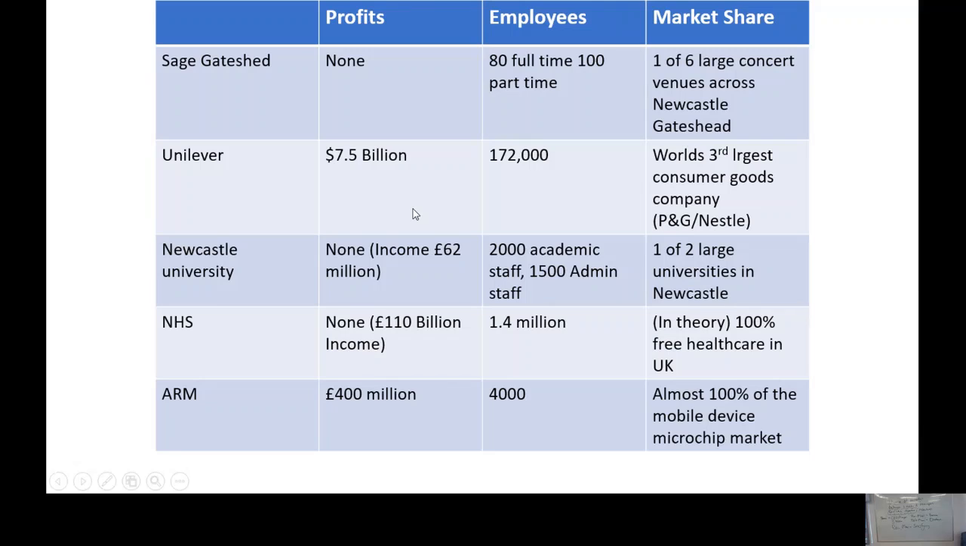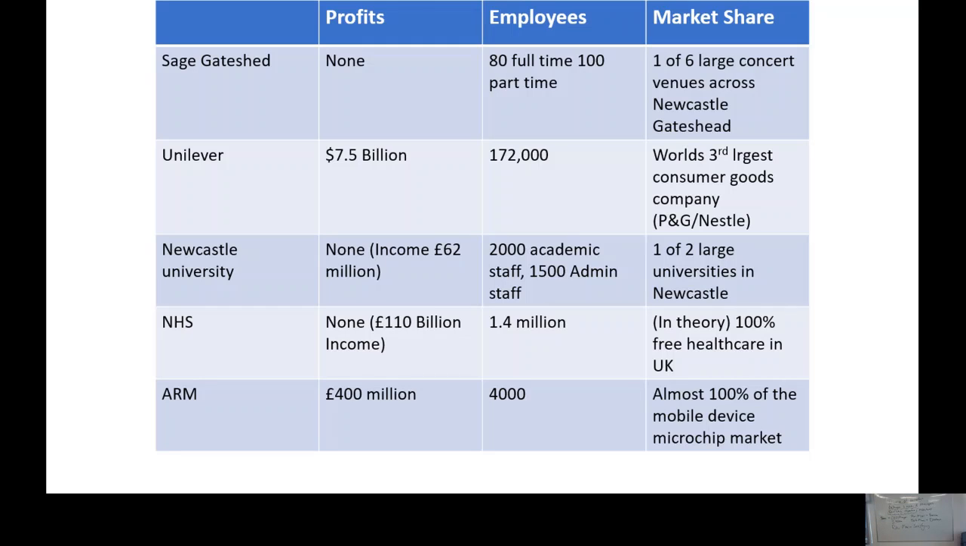So just a few examples from those businesses. Sage Gateshead doesn't make any profit, it's a not-for-profit company, has 80 full-time staff, market share, one of 6 large concert venues in Newcastle, so not huge, not tiny either. Unilever profits 7.5 billion. That's profits, not revenue, so revenue's vastly larger than that. 172,000 employees globally, and it's the world's 3rd largest consumer goods company. So Procter & Gamble and Nestle are the other big consumer goods companies.